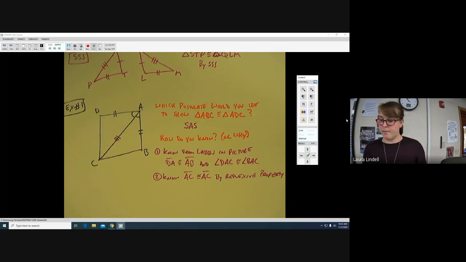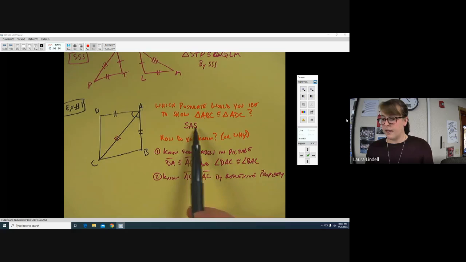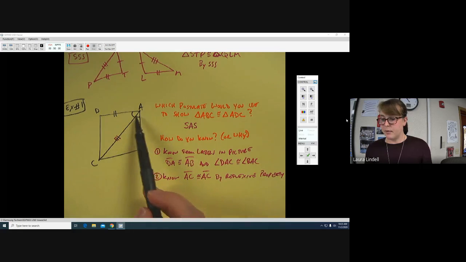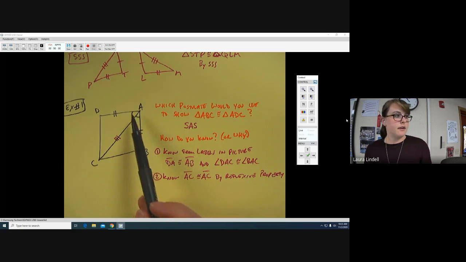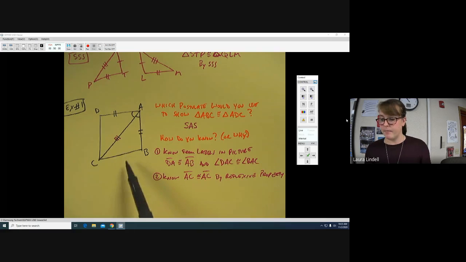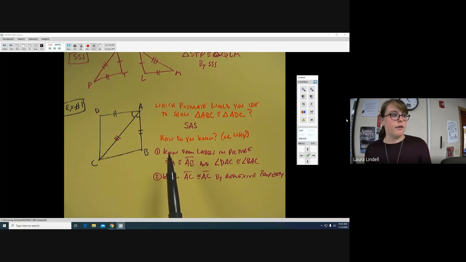Just to recap, we pick SAS because we notice we're dealing with angles here. So that's really all it could be, is SAS. There's no SSS possibility here because we don't have that third side. And then we just talk about how we know. We know that these two sides are the same. We know that these two angles are the same just from what's labeled in the picture. And then we know that this side is congruent to itself because they share it, by the reflexive property.